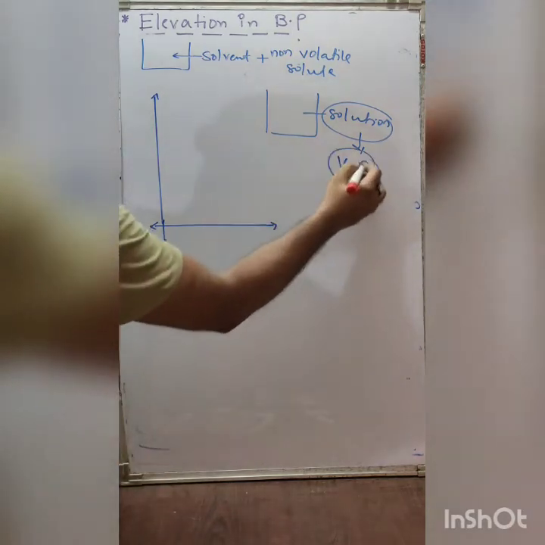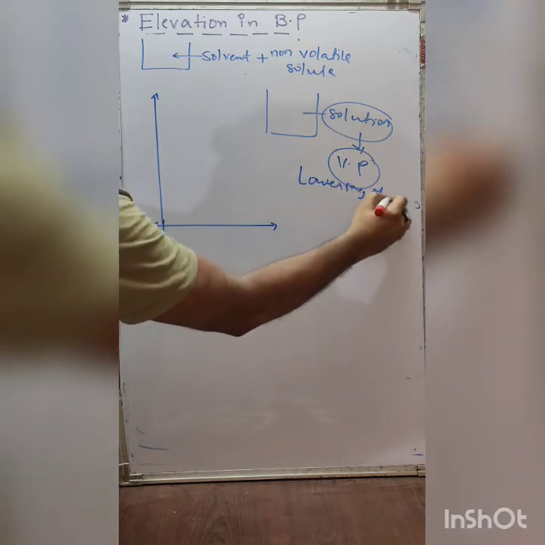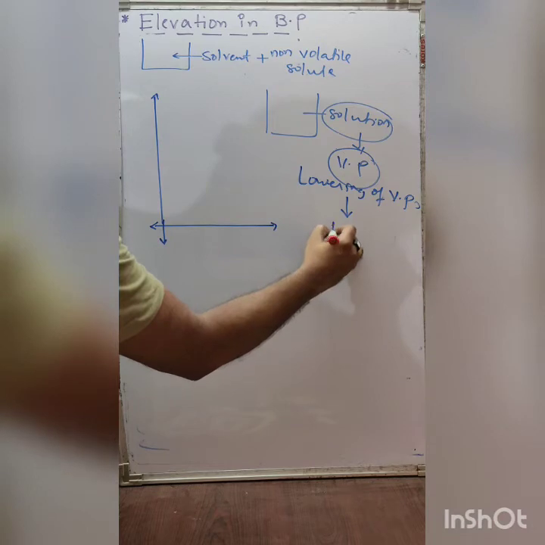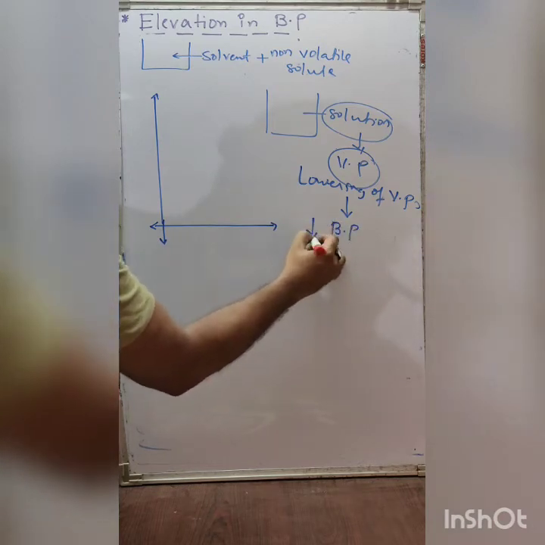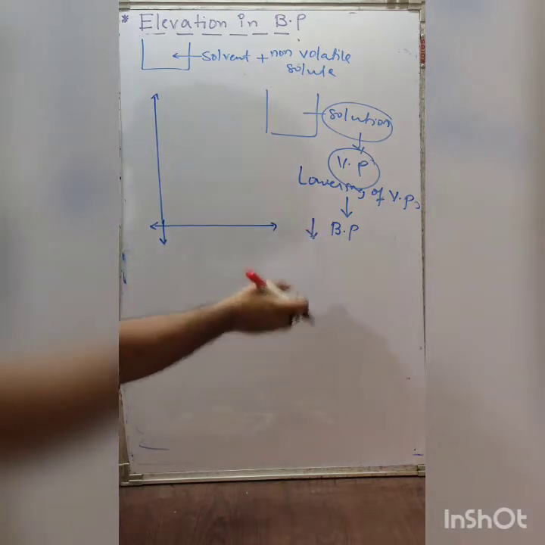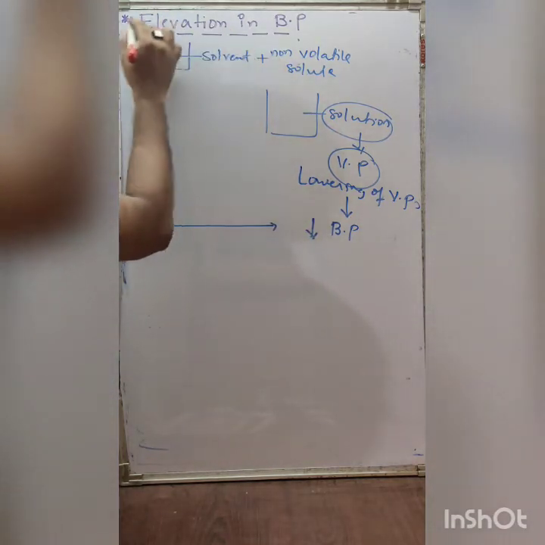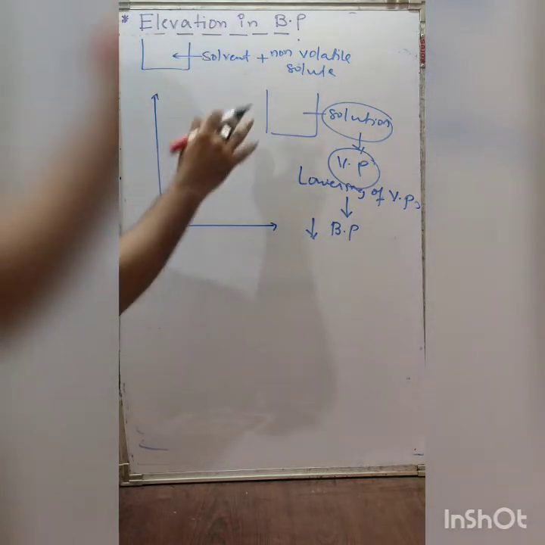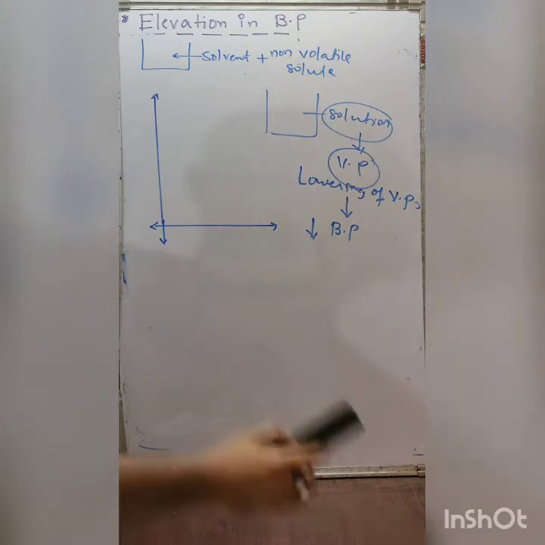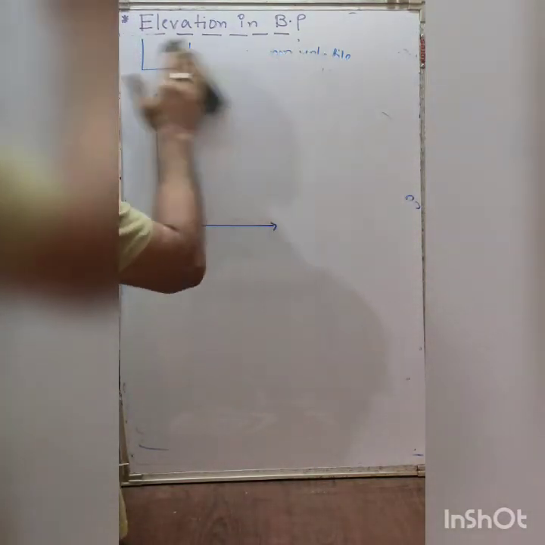Due to lowering of vapor pressure, there is an increase in boiling point, which is called elevation in boiling point. What does elevation mean? Increase. So elevation in boiling point. How the boiling point undergoes elevation, we will see with the help of a graph.